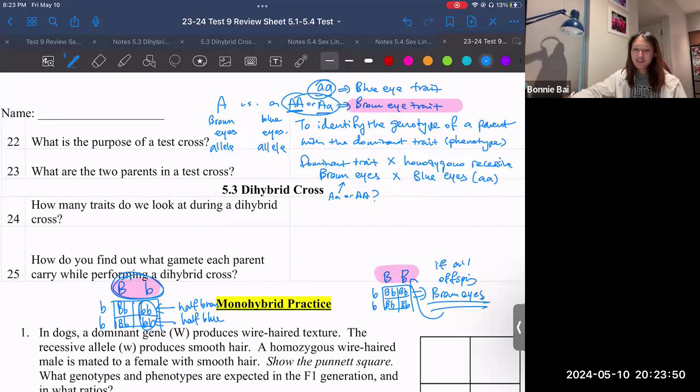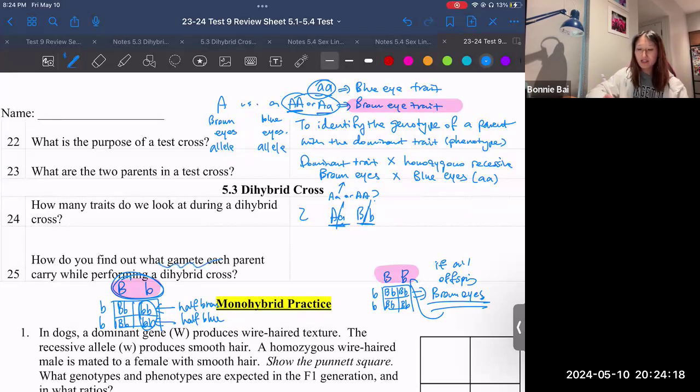We'll do some practice problems. Let's look at 2024. Dihybrid cross, how many traits do we look at during a dihybrid cross? We look at 2 traits. So instead of just looking at big A and little a, for brown eyes and blue eyes, we also look at big B and little b. There'll be 4 letters that you look at. You have the eye color gene, and you also look at the hair color gene. So then you're looking at 2 different physical traits.